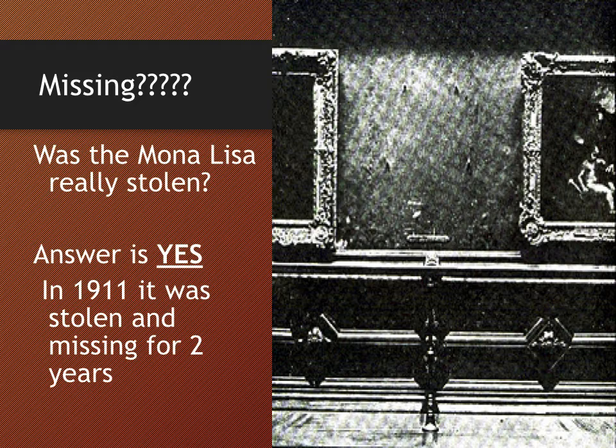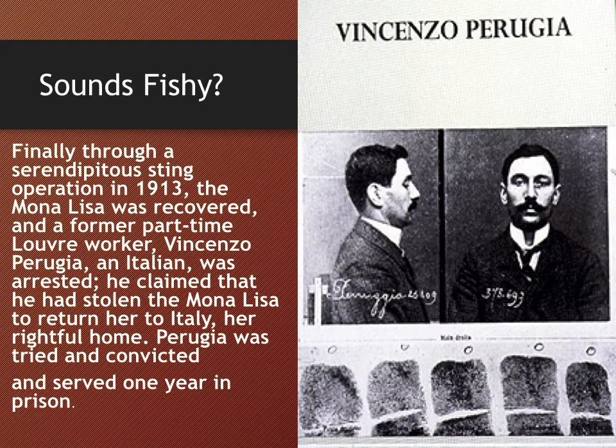All right. Now, it was missing for 2 years. It was found. Okay. Here's the gentleman, Vincenzo. He's the one that stole it. Now, he supposedly was a night watchman kind of guy. He worked part-time for the Louvre, okay? And his claim is that he stole it because he fell in love with the painting, okay?